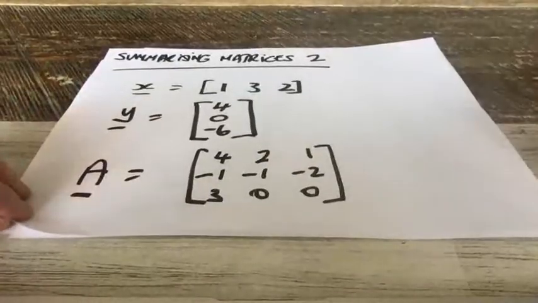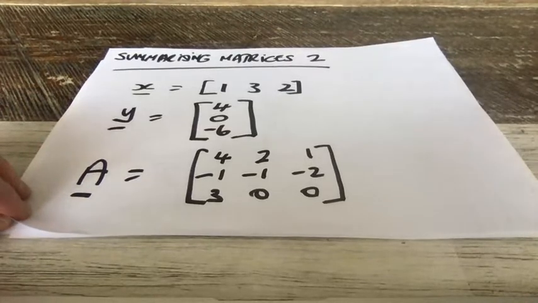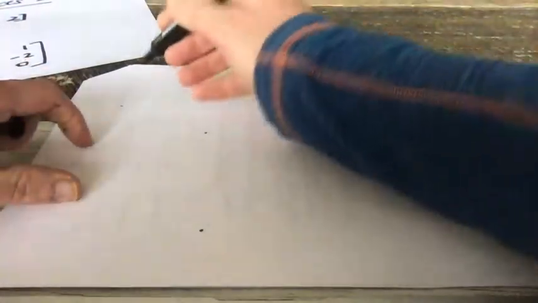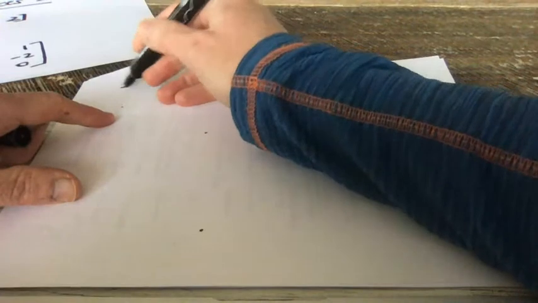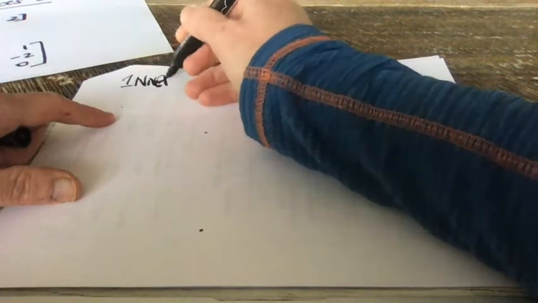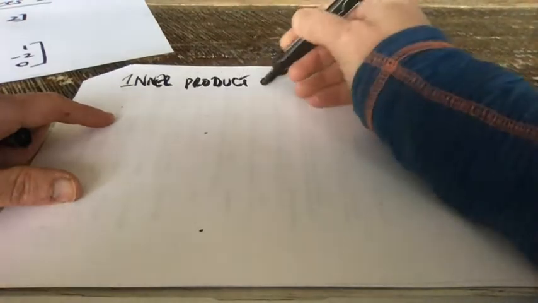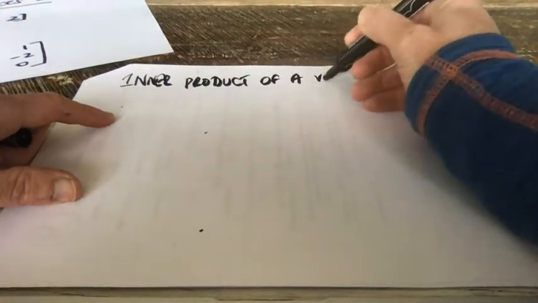So let me just talk to you about vector inner products then. And this is just matrix multiplication, and that's all it is. Do not be scared by the stupid terminology associated with it, right? So let me just look at the vector x first. So I want to get what's called the inner product of a vector.